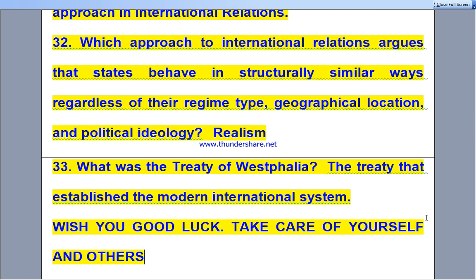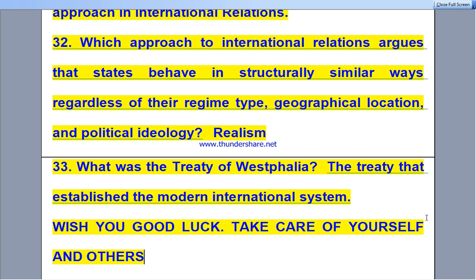Which approach to international relations argues that states behave in structurally similar way regardless of their regime type, geographical location, and political ideology? Realism. These are theories of international relations: realism, idealism, and historical. There are many.